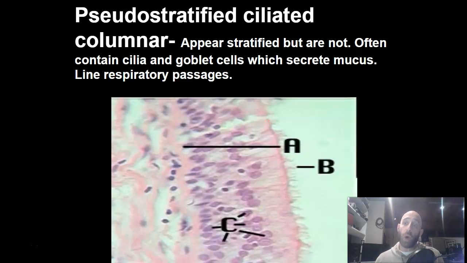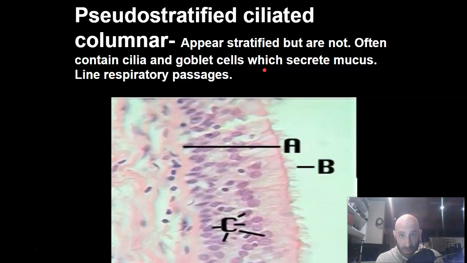Your simple squamous is the one that's going to be in your lungs. That's that thin layer that allows for diffusion. Your pseudostratified is going to be in the passageways that lead to your lungs. So the inside of your nose, the back of your throat, that's going to be pseudostratified columnar. And that is there for protection. And it has two features that make it unique.